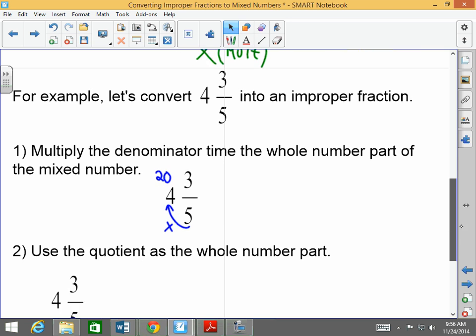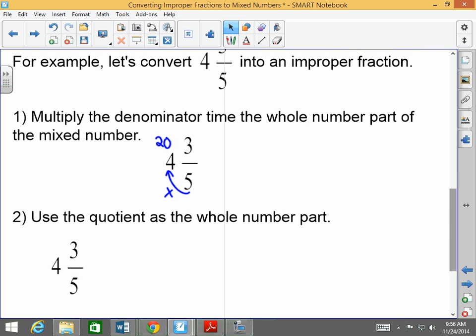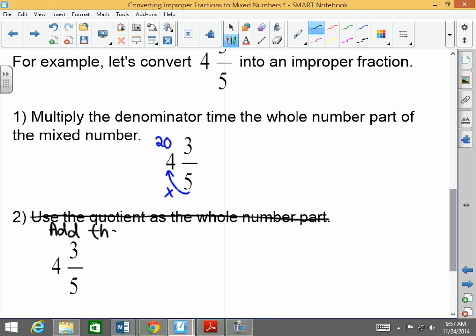Now, you add that, use that quotient as the whole number. What did I do there? That is wrong. I don't even know what I did there. I messed up and I apologize. You multiply the denominator times the whole number. Now, you add that product to the numerator. I apologize. That was pretty silly of me.